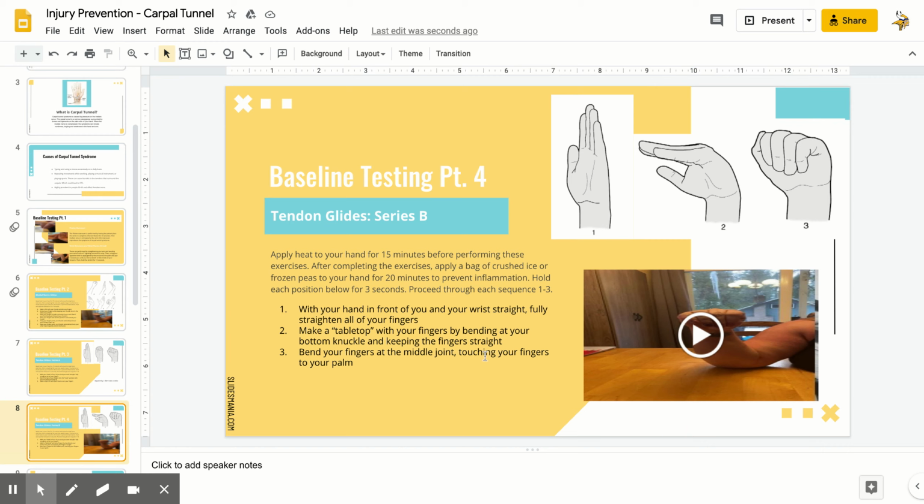The second series is where you straighten your hand in front of you, your wrist fully straight, and all of your fingers straight up, and then you make a tabletop or duck looking shape with your hand with your fingers by bending at your bottom knuckle and keeping the fingers straight. The third is to bend your fingers at the middle joint, touching your fingers to your palm.